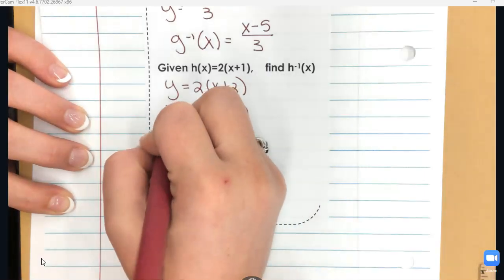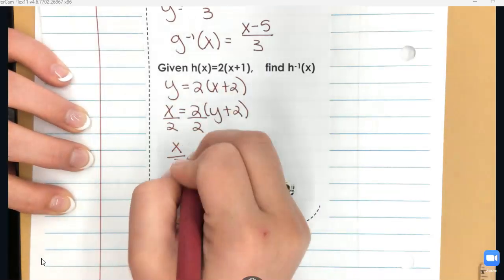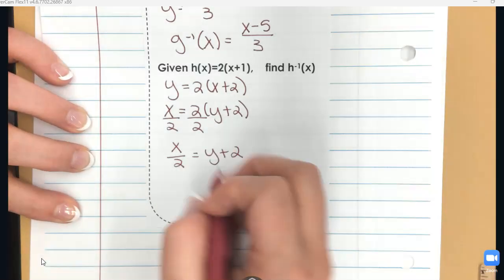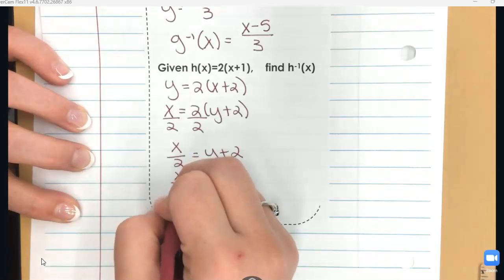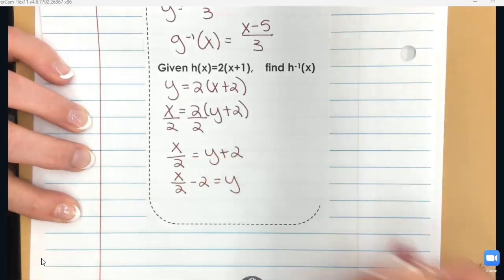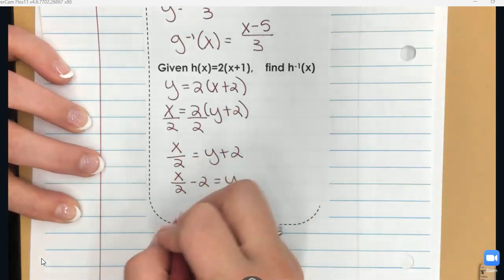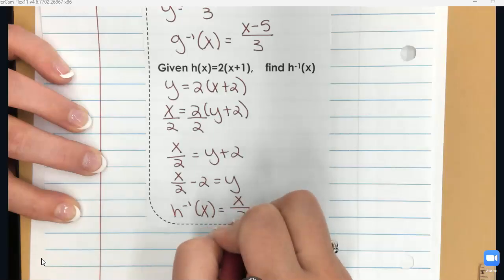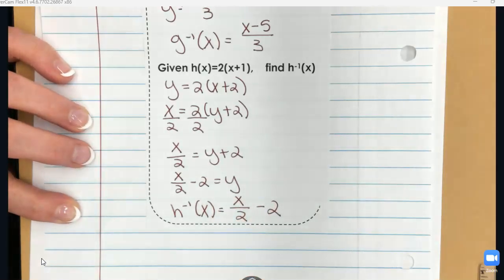So I'm going to divide both sides by 2 first. So x over 2 is equal to y plus 2. Then I want to subtract that 2. And now y is alone again. So here is my inverse. h to the negative 1 of x is x over 2 minus 2.